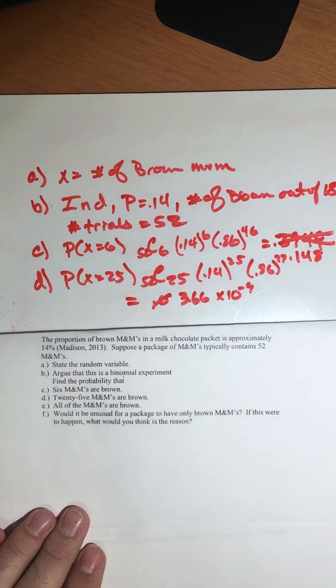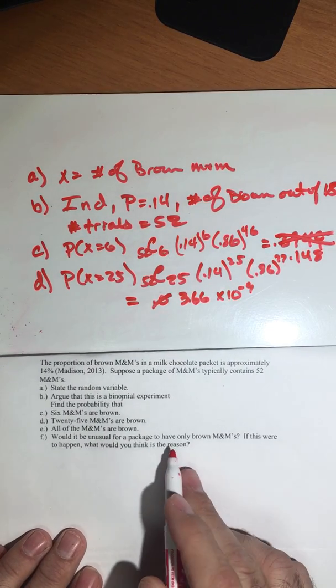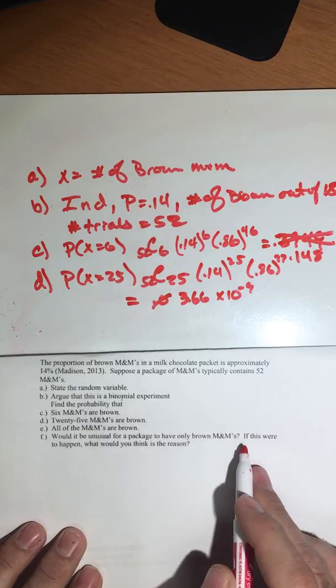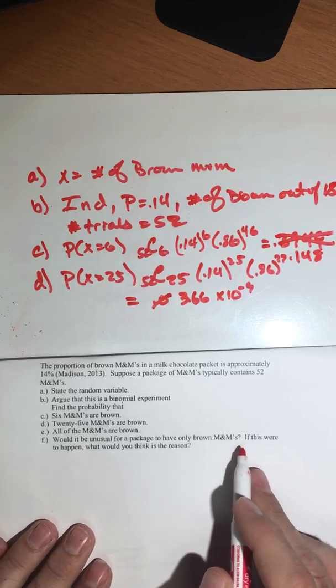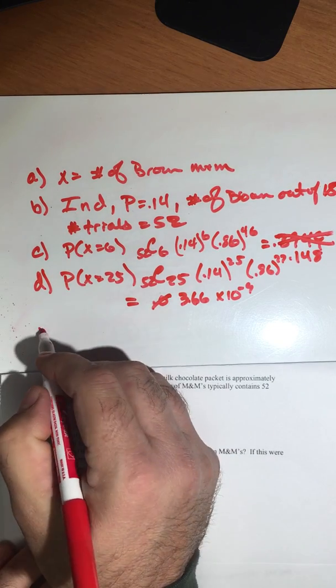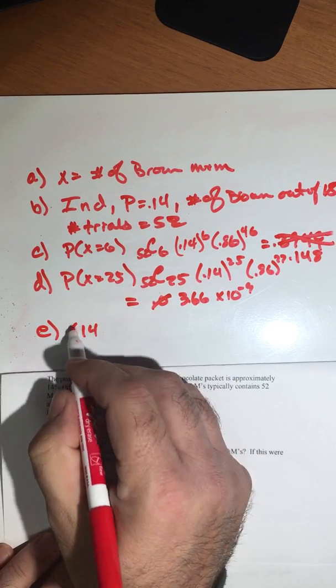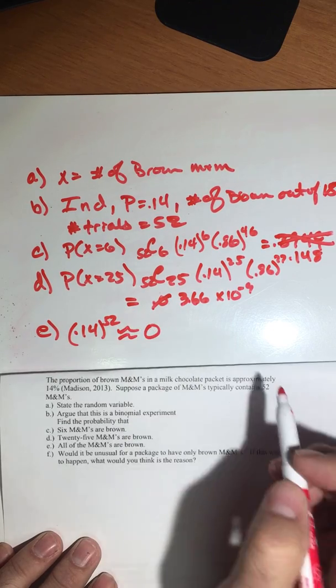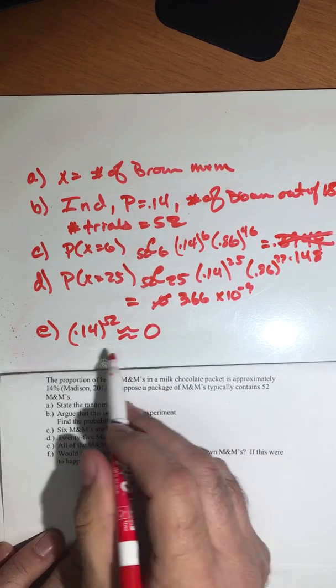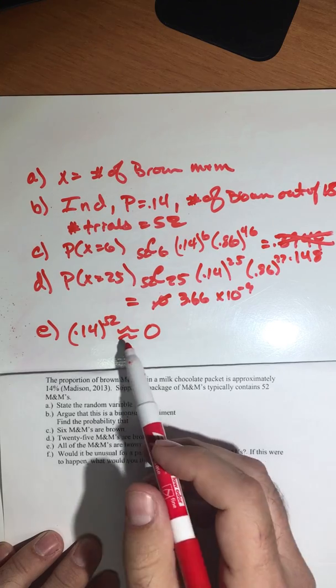Amazingly unlikely. F, would it be unusual for a package to have only brown M&Ms? If this were to happen, what would you think is the reason? Okay, well, yes, obviously it would be shockingly unlikely, right? That'd be 0.14 raised to the 52nd, and this is going to be approximately 0. And so therefore, what would you think had happened? I think the machine broke.